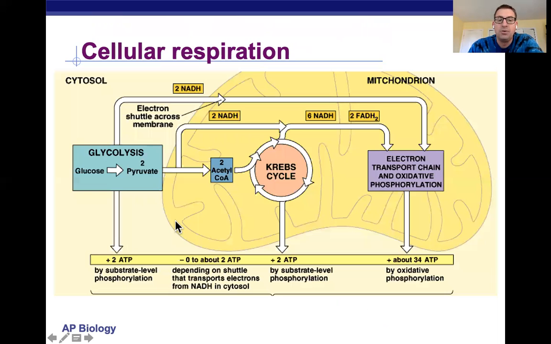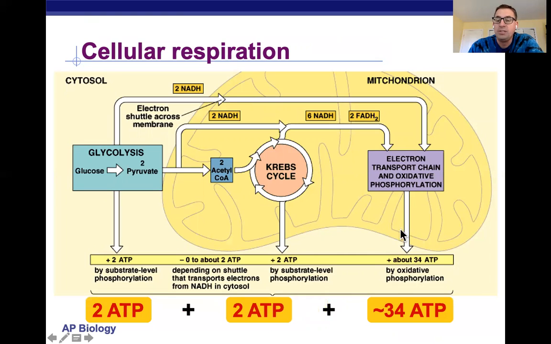Okay, so with cellular respiration, a quick little accounting here. We remember glycolysis made 2 ATP through substrate level phosphorylation, as did the Krebs cycle. And we said the electron transport chain made 34 ATP. Now, how can that be? How do we know it was about 34?